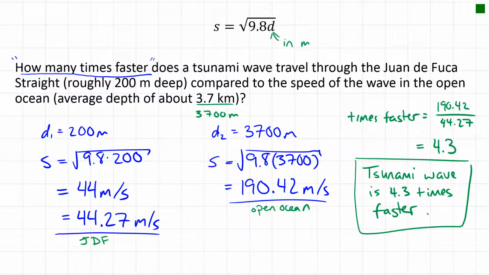As a quick note about the speed of the tsunami, 44.27 meters per second is more than 150 kilometers per hour. So one of the reasons why coastal places like the west coast of Canada have to take tsunamis very seriously is because of the speed that these waves can approach at. They go so fast that you need to get warning of them really early so that you can evacuate people to higher elevations.